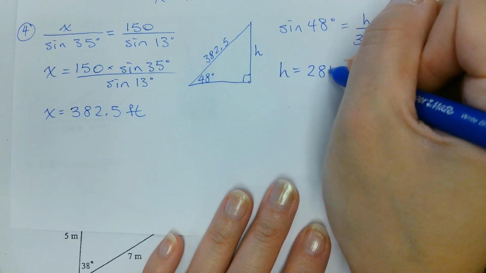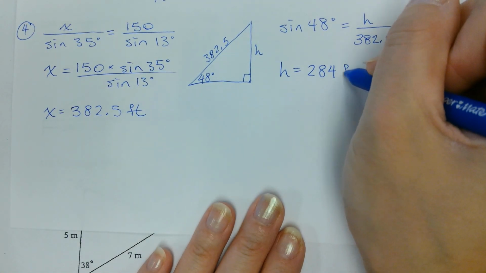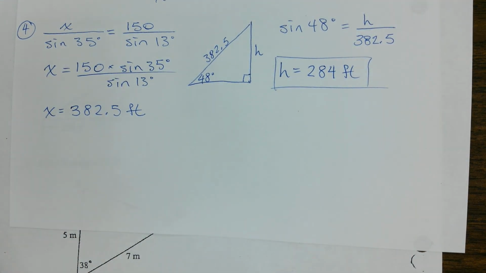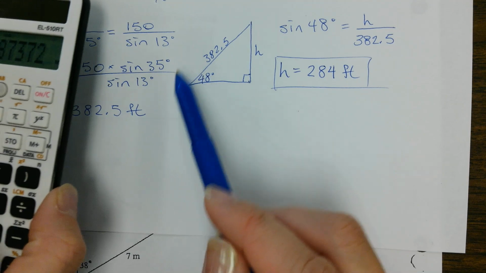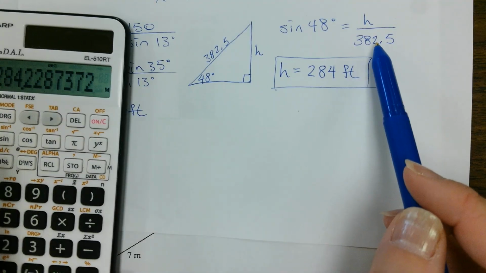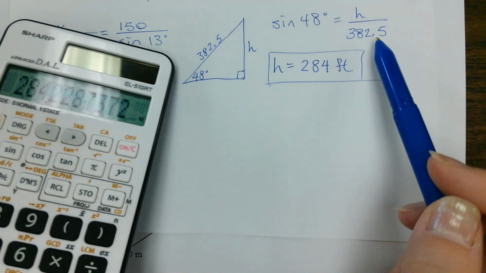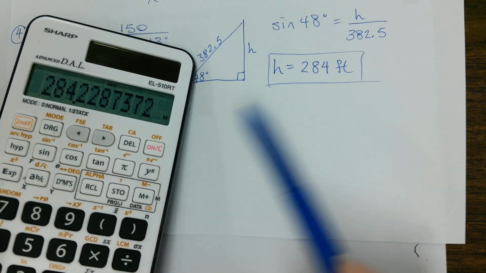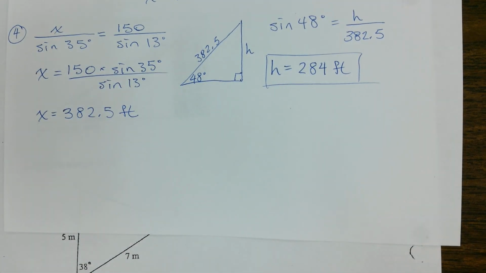You get 284. Does it say what to round to? No. All right, so 284 feet. When I do the calculation on my calculator, I actually keep my whole decimal. Like from here to here, I leave it on my decimal. I don't clear it so that when I do the math, I can carry on all the decimals.